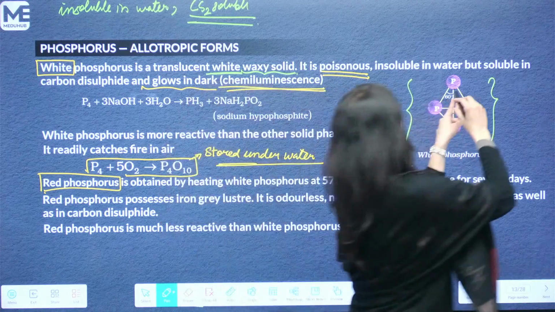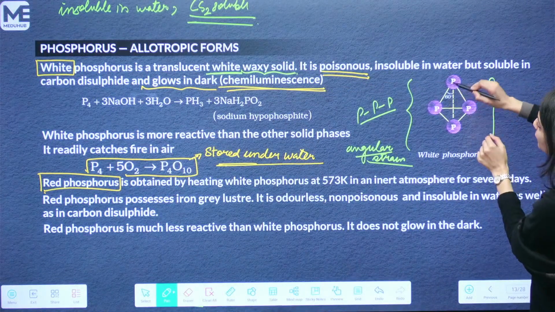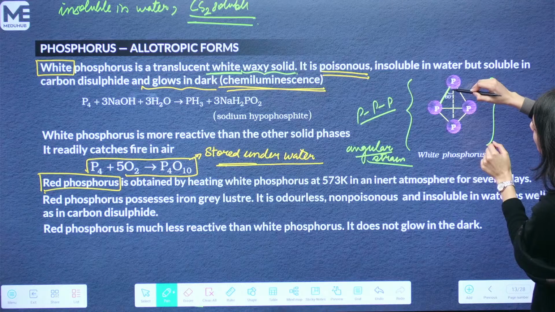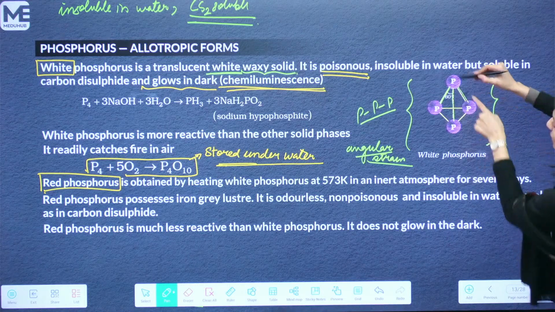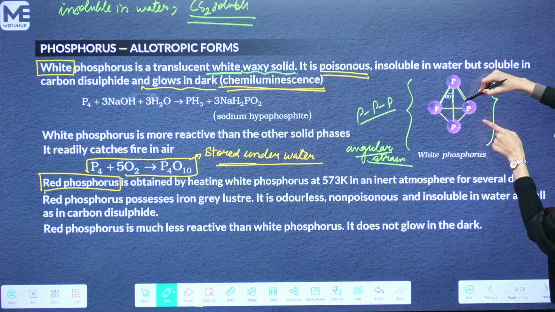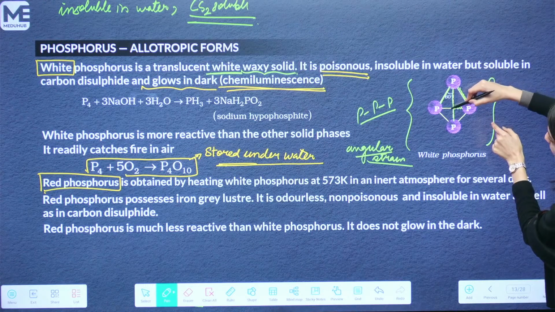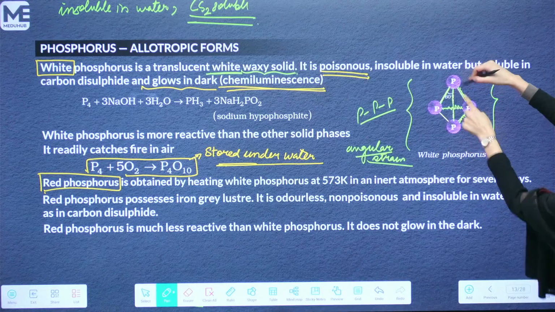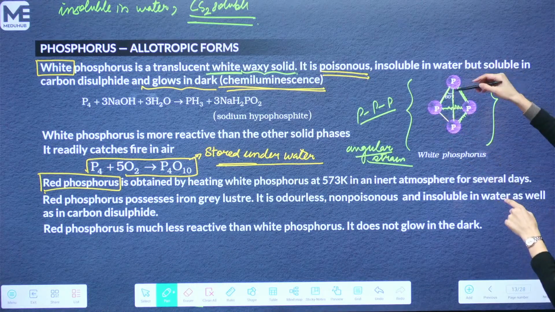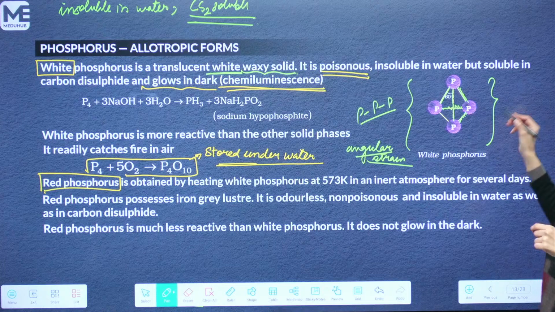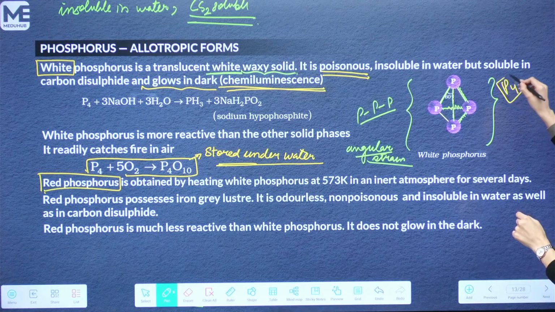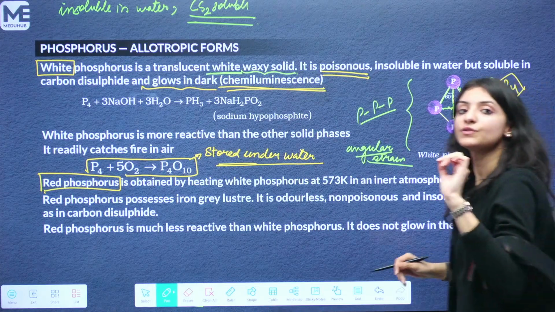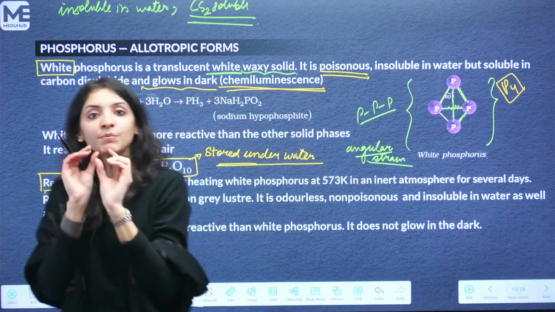So इसमें हर phosphorus 3 और phosphorus से attached है, 1, 2, 3. ये phosphorus भी 3 से attached है, 1, 2, 3. और ये phosphorus भी, सारे phosphorus के 3 bonds हैं. All right. So ये जो tetrahedral structure है, it's P4 molecule. So white phosphorus is P4. Discrete molecules होते हैं P4 के.